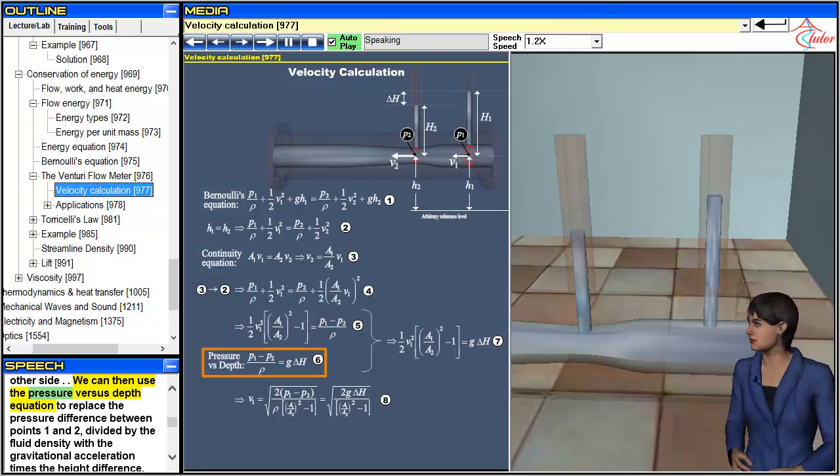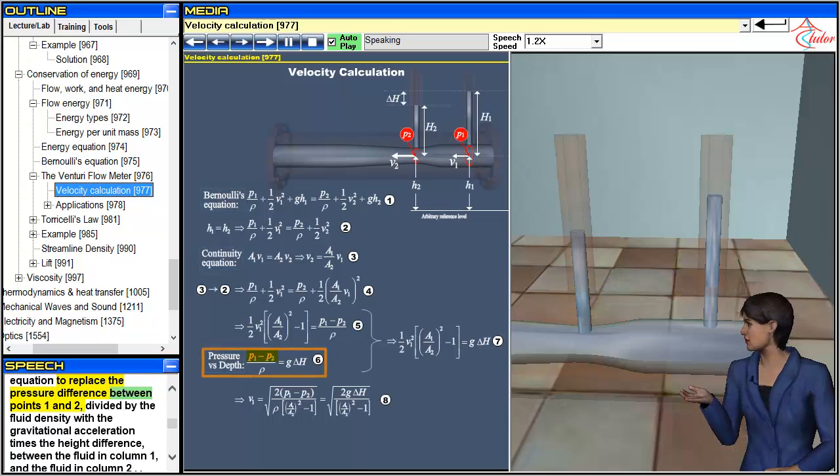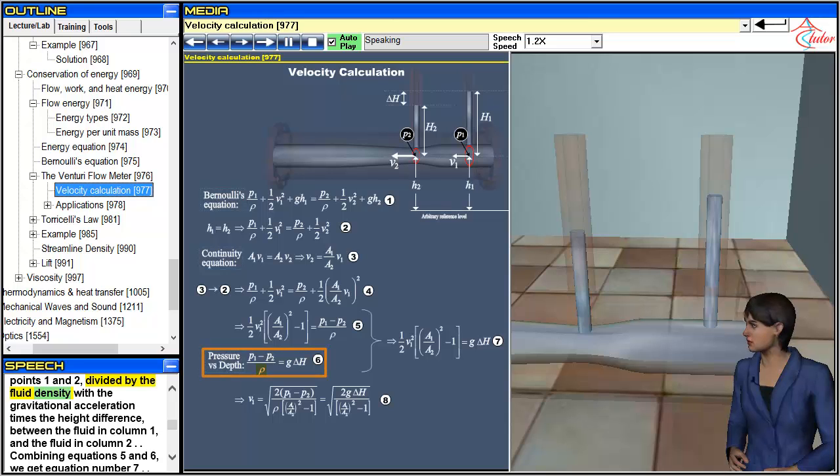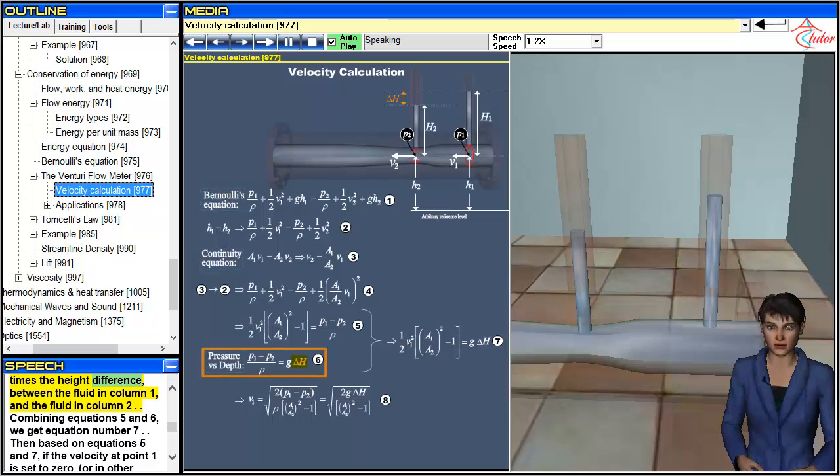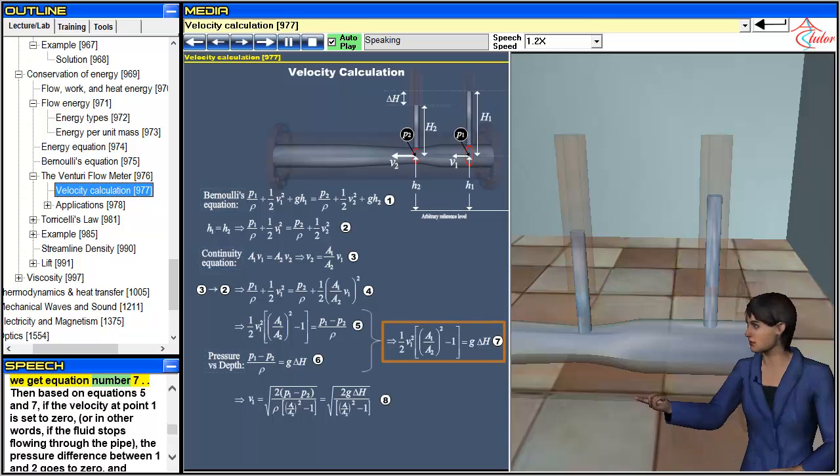We can then use the pressure versus depth equation to replace the pressure difference between points 1 and 2, divided by the fluid density, with the gravitational acceleration, times the height difference between the fluid in column 1 and the fluid in column 2. Combining equations 5 and 6, we get equation number 7.